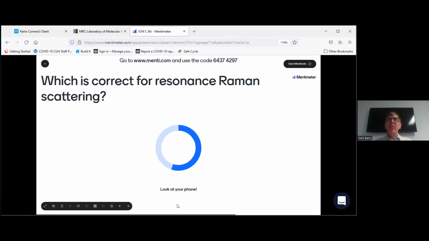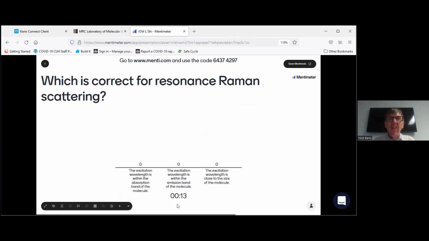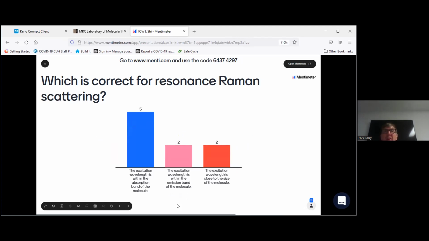Which is correct for resonance Raman scattering? The excitation wavelength is within the absorption band of the molecule, the excitation wavelength is within the emission band of the molecule, or the excitation wavelength is close to the size of the molecule. Which of those is the correct answer? And it is within absorption. Again, 5 correct answers there.